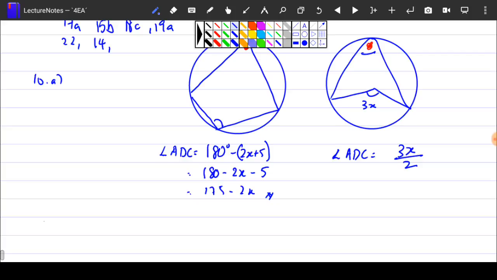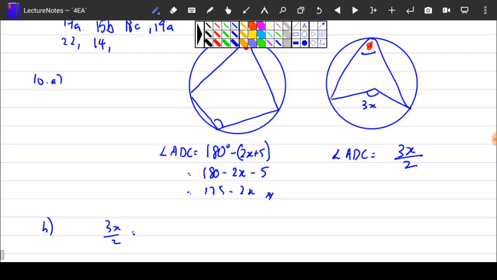Okay. Now, 10B. Hence, I want to find x. 2 marks. How? Use that method. Use what method? What method? 2 times angle at center. Then equal to what? So 3x over 2 equals to what? Equals to 175.